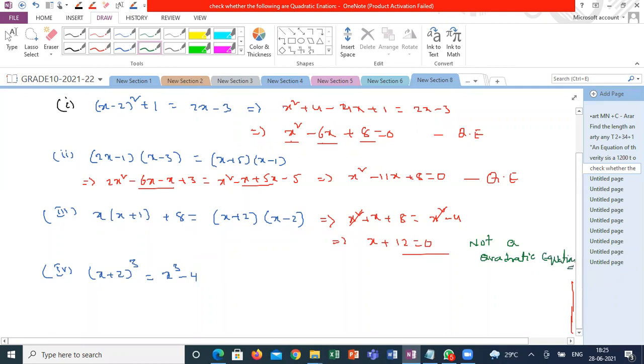Am I right, guys? Why is it not a quadratic equation? According to the definition and the standard form of the quadratic equation, only in the presence of an x square term will we call it a quadratic equation. This expression does not have an x square term, so it is not in the form of ax square plus bx plus c. That's the reason it is not a quadratic equation.